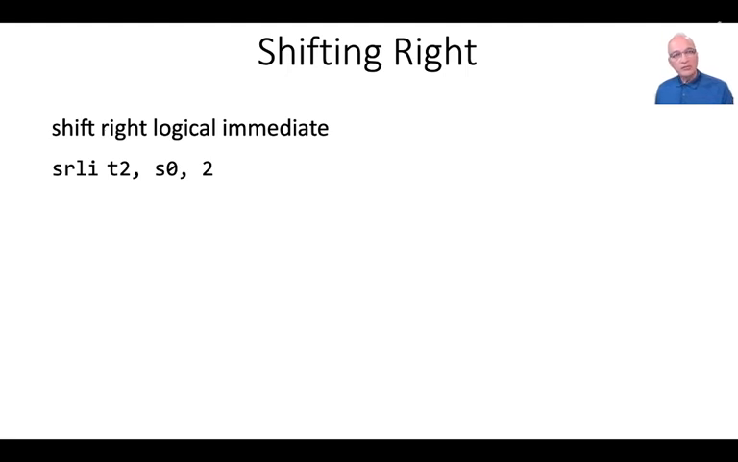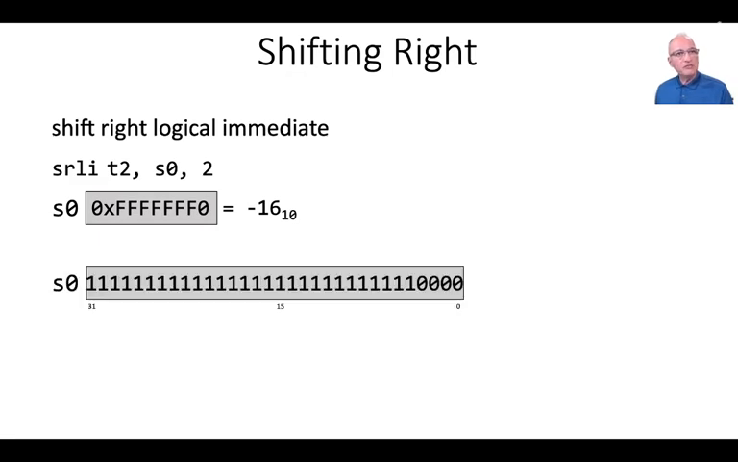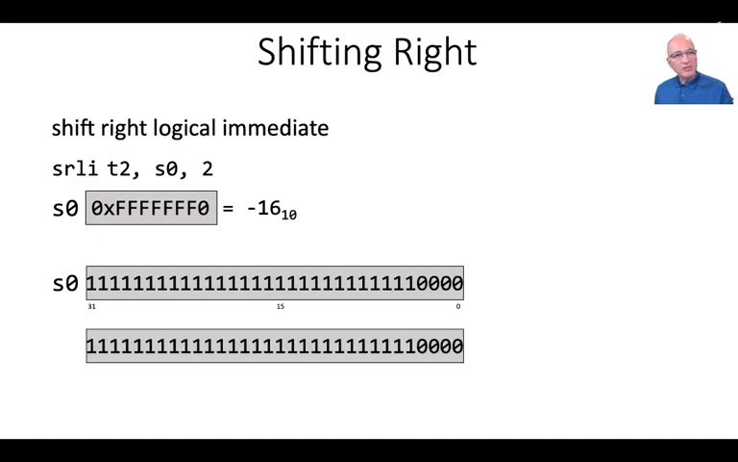So we can go back to our shift operations, and now we'll do a shift right logical immediate, like we did before. But now the value in S0 is 0xFFFFF0, which, if read as a two's complement number, is the number minus 16 in base 10. So let's see what happens if I do a shift right logical immediate of this number. What's going to happen is that I'm going to shift to the right by 2. I'm going to lose the two least significant zeros, and I'm going to have 2 zeros inserted on the left-hand side of the number.